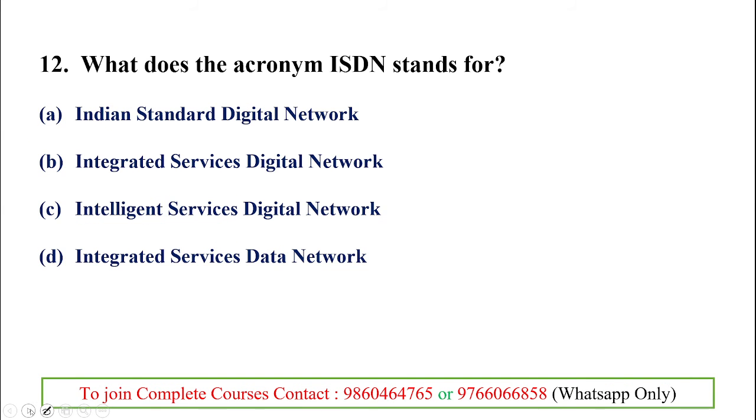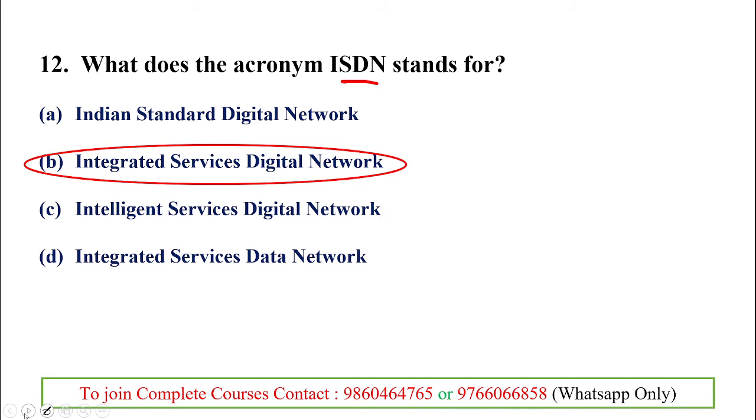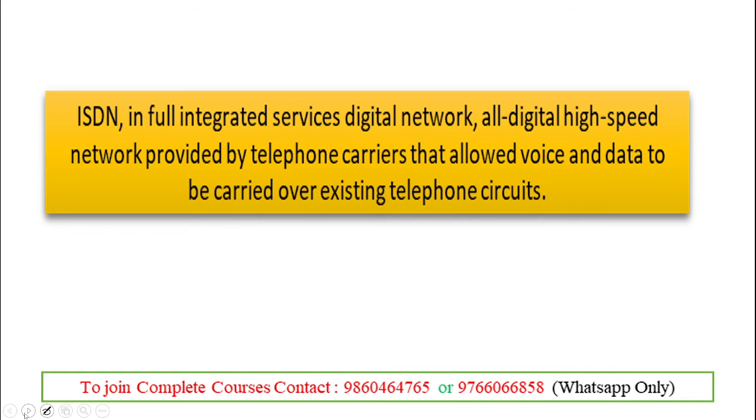then acronym. What does the acronym ISDN stand for? So here you can see what ISDN is, and you can also get information related to that. It is the Integrated Services Digital Network. In full, Integrated Services Digital Network is an all-digital high speed network provided by telephone carriers that allows voice and data to be carried over existing telephone circuits.